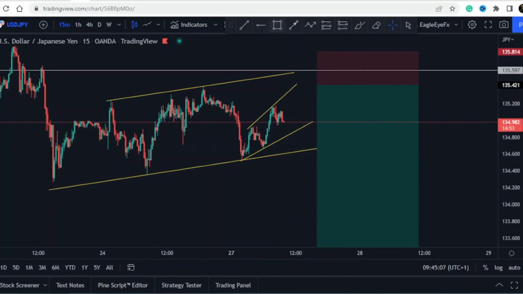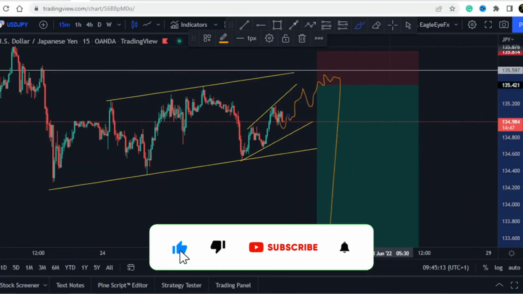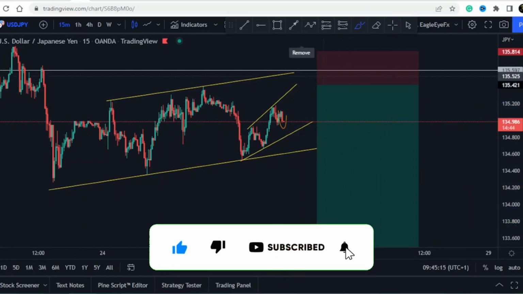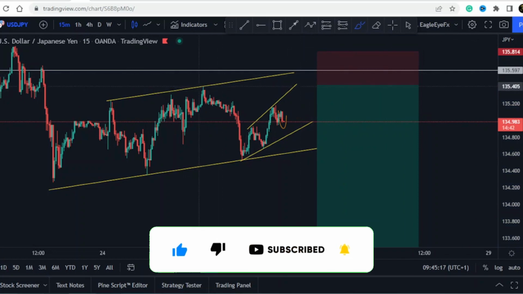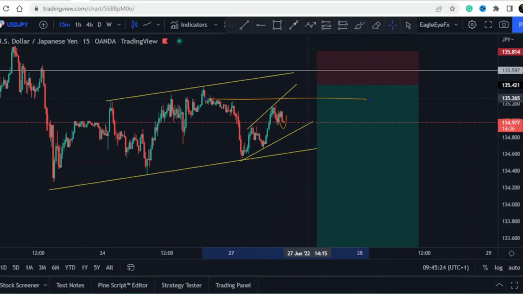Okay, so what am I looking at? I'm looking at this market could just play out like that before I ride it to the downside. So I would prefer to either wait for it on this level over here or on this level over here, then just ride this move to the downside. Okay, so that's my go-to kind of setup.